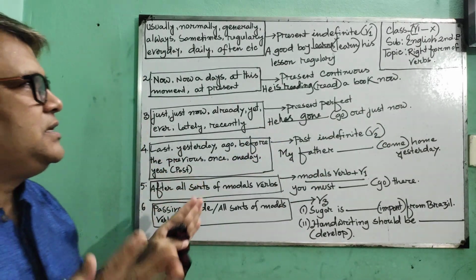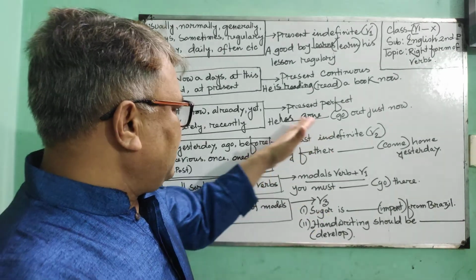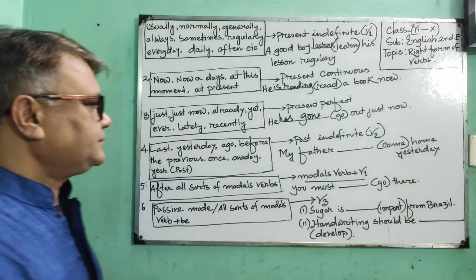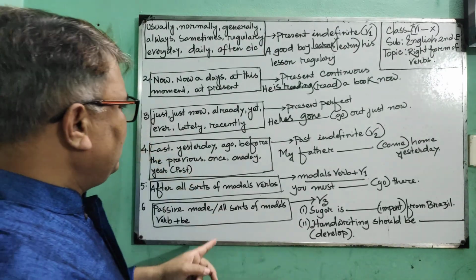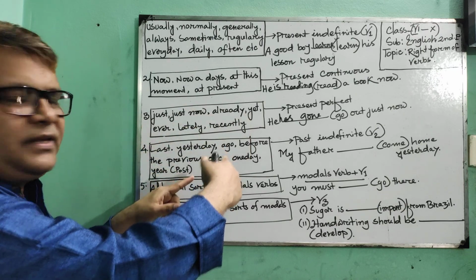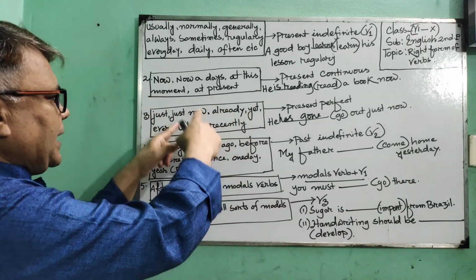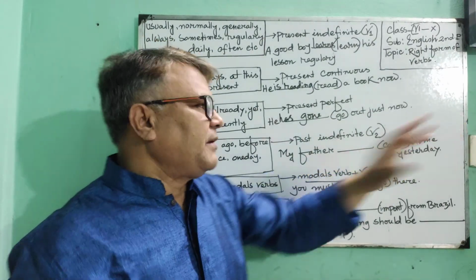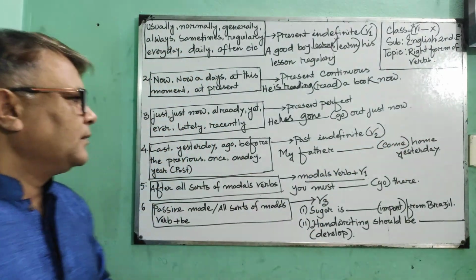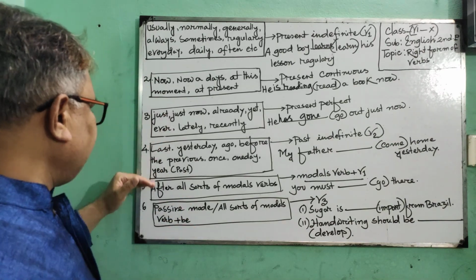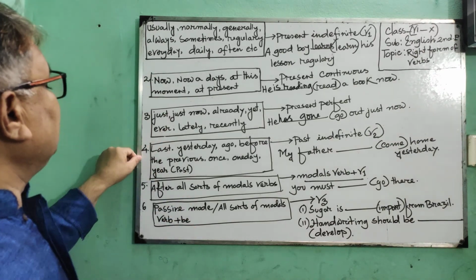In this way you have to make present perfect tense, but you have to find such kind of adverb. If you find such kind of adverbs in any sentence, obviously it should be present perfect tense. It's okay? Okay. Dear learners, look at rule number 4.